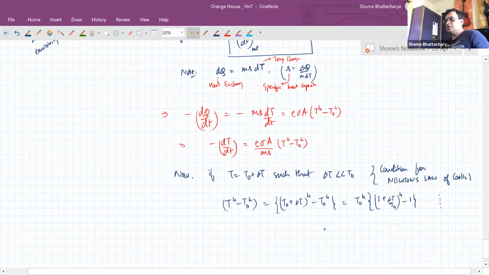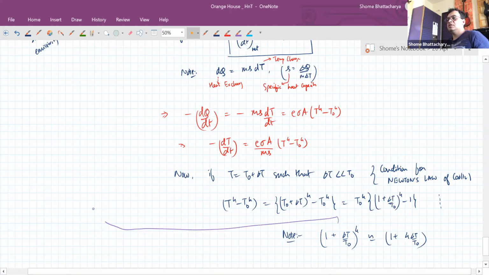Okay, so next step, let's see. Now in the next step, further, (1 plus delta T by T naught) to the power 4 will be approximated as 1 plus 4 times delta T by T naught. Okay. So this step here is the binomial approximation step, which I'll explain here.